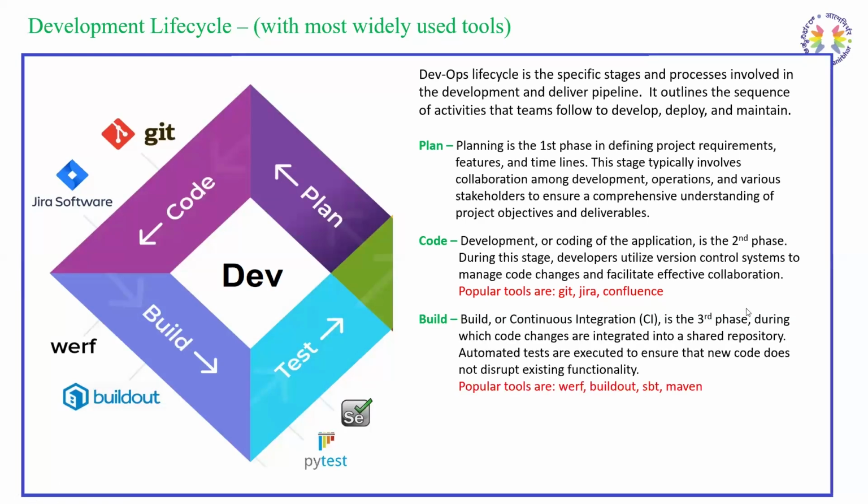The third stage is build or continuous integration. Here, the software code changes are frequently merged into a shared repository where automated tests are run to identify any issues early in the process. Running these automated tests will ensure code quality, compatibility, and functionality. Numerous tools are available to streamline the build process. Some of the popular tools used are BuildDog, SBT, Java Maven, Verb, and many more.